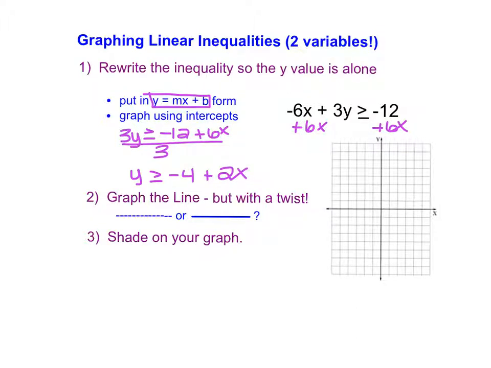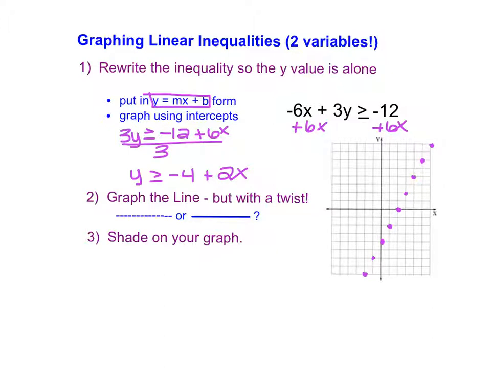So I'm going to then go to my graph, and I'm going to plot my y-intercept at negative 4: 1, 2, 3, 4. Then go up 2 over 1, up 2 over 1, up 2 over 1, and continue that pattern going both directions. So there I have the dots for my line.